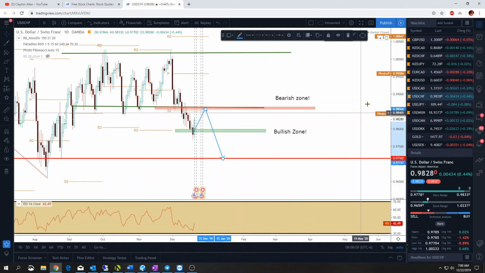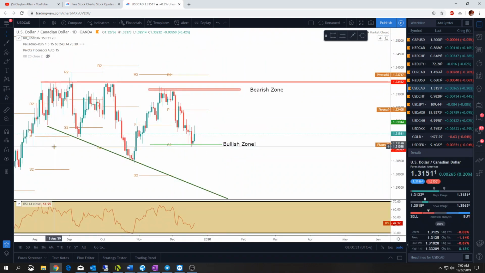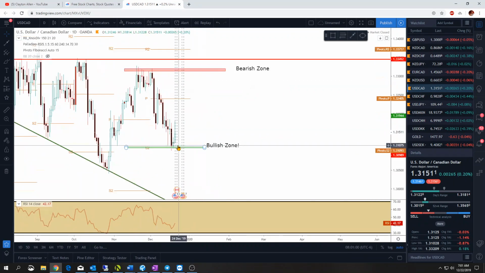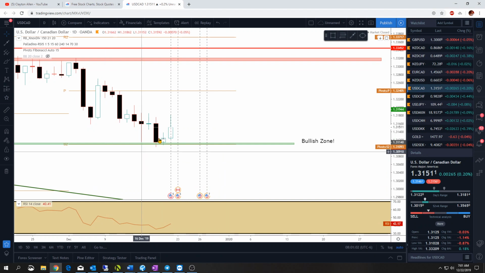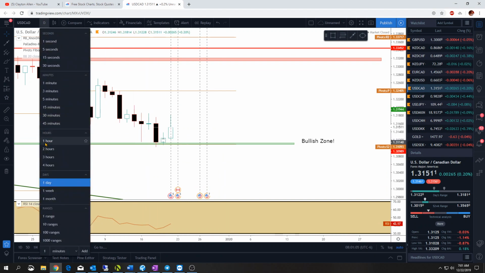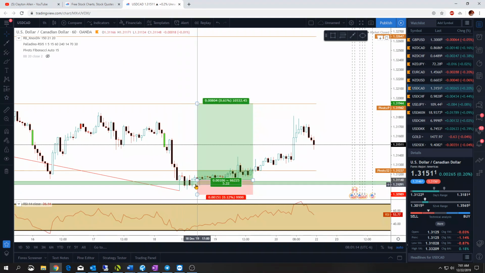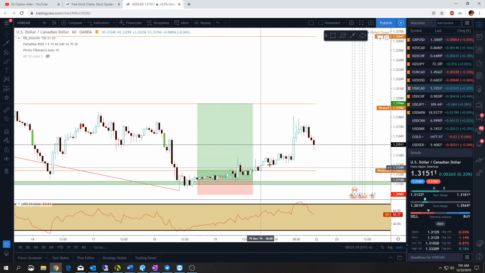So that's what we're looking at on US Swiss franc. Now this is US dollar, Canadian dollar. And again, we actually took this trade. If we go to a smaller time frame, you'll see it. We're actually in this trade, me and my followers on Telegram. So it dipped out into our bullish area. Took a buy trade. It's going to be a slow growing, almost hit our profit target here, but we're waiting for another push up.